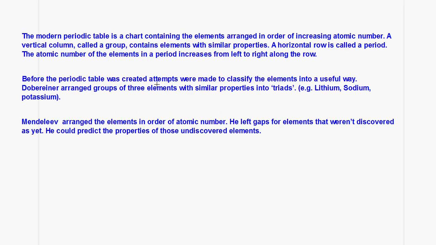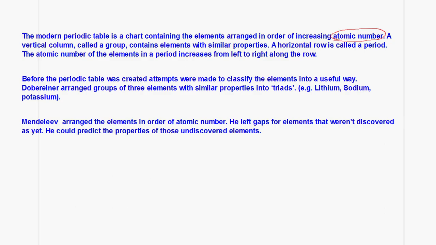The modern periodic table is a chart containing the elements arranged in order of increasing atomic number. So this is how the periodic table is currently arranged in terms of increasing atomic number. A vertical column called a group contains elements with similar properties. So the vertical columns are called groups and they usually have similar chemical properties. A horizontal row is called a period. The atomic number of the elements in a period increases from left to right along the row.